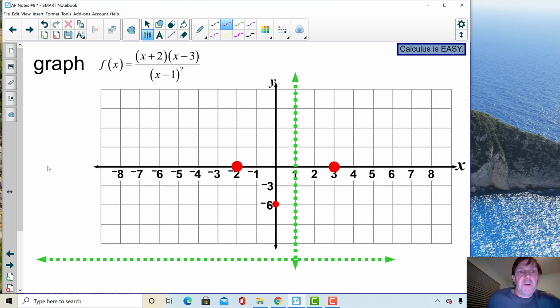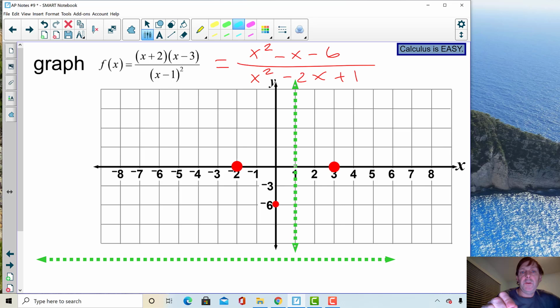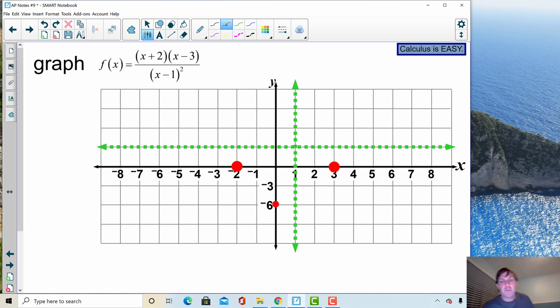To figure out the horizontal asymptote, we just want to multiply everything out and look at the biggest power. Here you can see that x squared is the biggest power on top and x squared is the biggest power on the bottom. So now we just look at the leading coefficients. They both have a leading coefficient of 1, so that's going to be your horizontal asymptote, y equals 1 over 1. Okay, now we're ready to draw our graph.